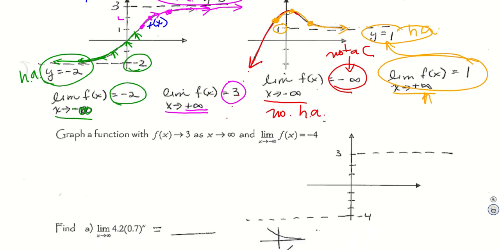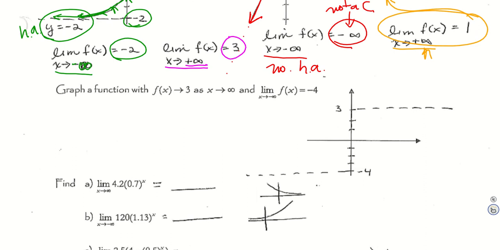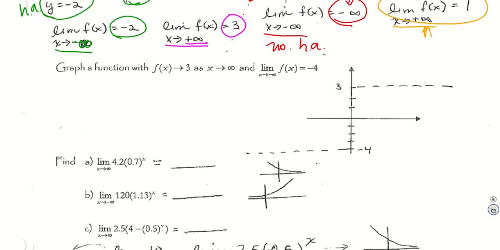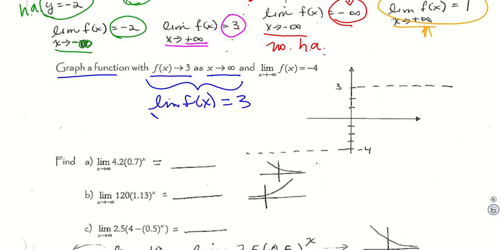Okay. All right, kind of getting that idea. Let's look at this from another example. My job here is to graph a function, so I'm supposed to sketch the graph of a function where f of x goes to 3. That means it gets closer and closer, or approaches 3, as x goes towards infinity. This is just another way of saying the limit of f of x is 3 as x approaches infinity.